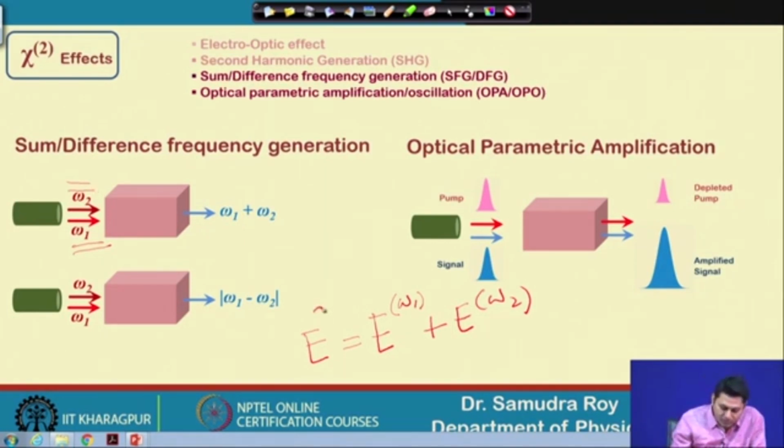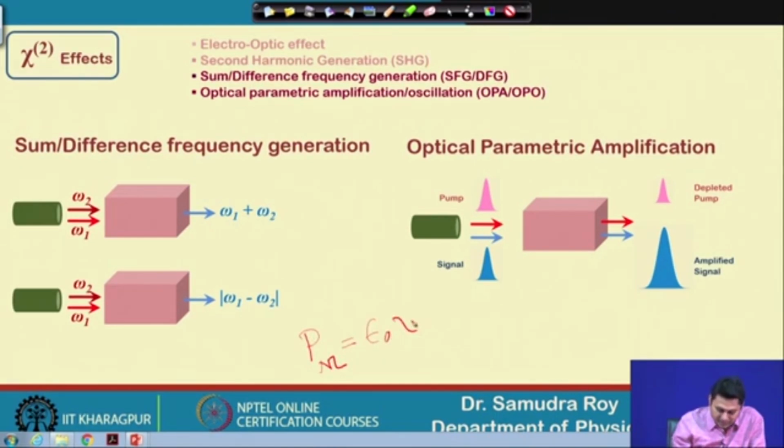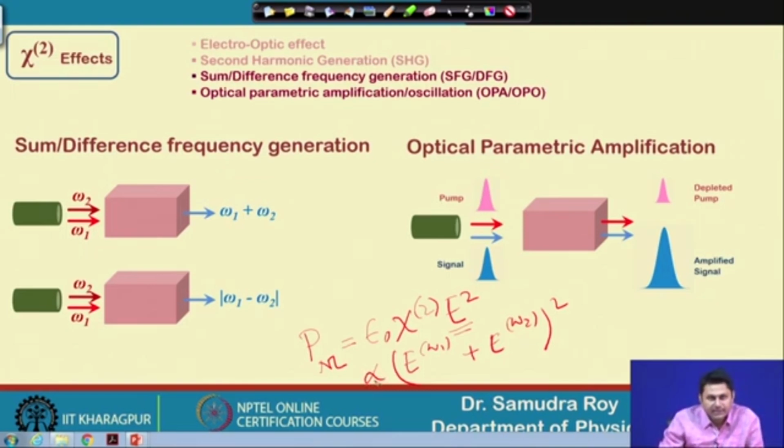Because of this E square term, we will have the square of this term. If you remember, my P nonlinear, the nonlinear polarization term is epsilon 0, the linear term is sitting there, but the nonlinear term is still there, which is related to the square. So, this E square is nothing but E omega 1 plus E omega 2, squared. So, there should be some kind of frequency mixing. This frequency mixing gives me either the sum of these two frequencies or the difference of these two frequencies. Very easily one can show how the sum and difference of these two frequencies can be generated under this second order effect.